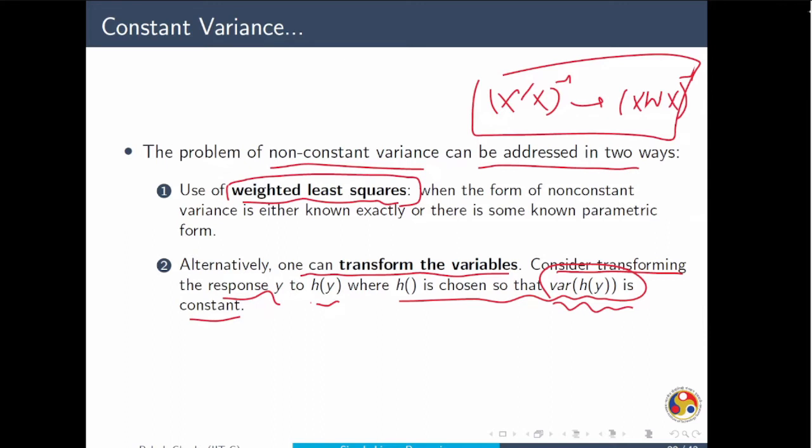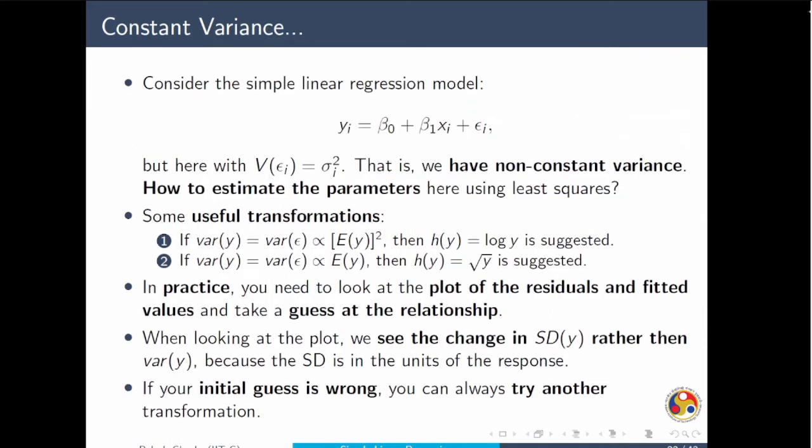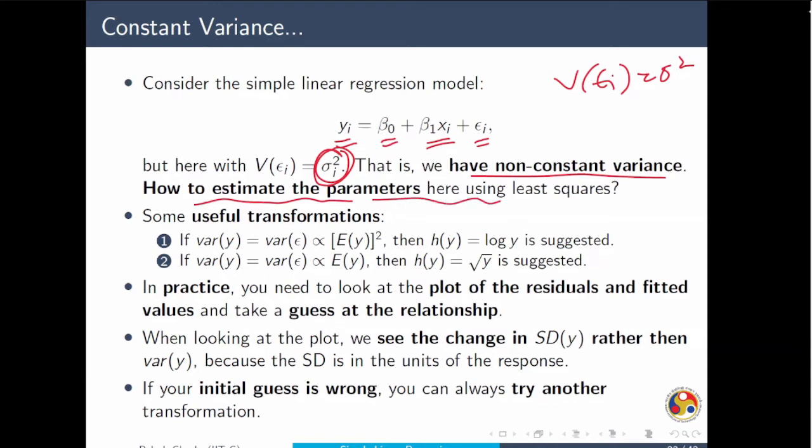Okay, so let's go back again to the simple linear regression model, yi equal to beta naught plus beta 1 xi plus epsilon i. Here the variance of epsilon is different; it is dependent on i. Earlier our variance of epsilon was sigma square, that was constant, but here we have sigma i squared. That means your variance of error is dependent on which observation we are talking about. So we have a non-constant variance, and how to estimate the parameters using least squares, we will not be able to cover everything.